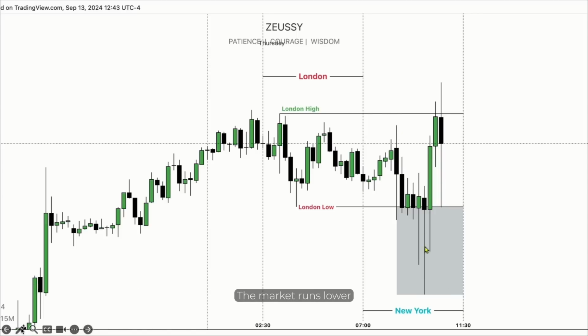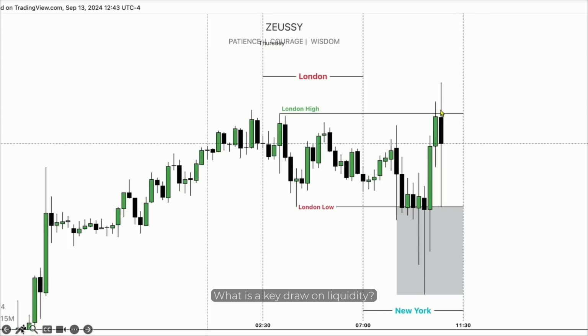The market runs lower and takes out the London low. By taking out the London low, we reprice lower into this BC right here. I did not annotate it, but you need to see this imbalance right here. We also take out the sell-side liquidity here, which can be investigated on your own. The market eventually forms a low here and then begins to expand towards the upside.